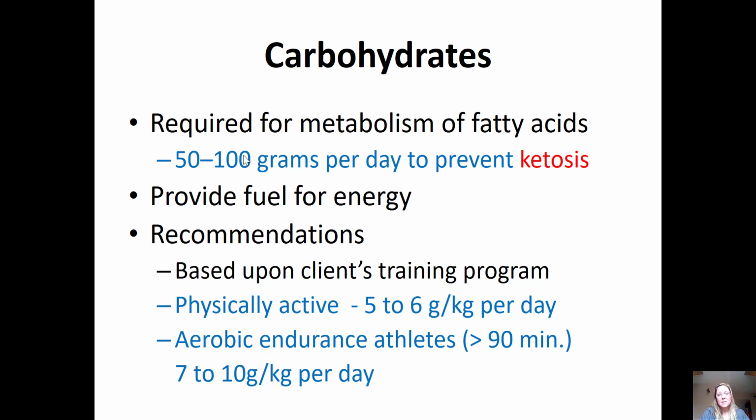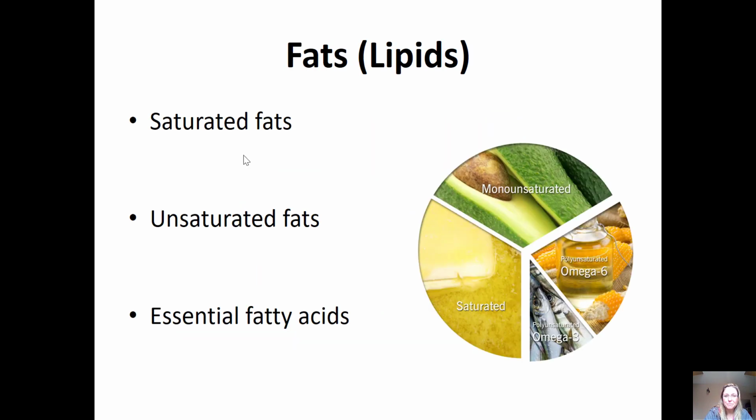So as our physical activity status goes up again, you can see the requirements for carbohydrate go up as well. So for physically active people, roughly 5 to 6 grams per kilogram of body weight is recommended per day. But as far as aerobic endurance athletes, they have a greater requirement. So it's 7 to 10 grams per kilogram of body weight per day. And those would be athletes that are doing more than 90 minutes of aerobic exercise every single day.